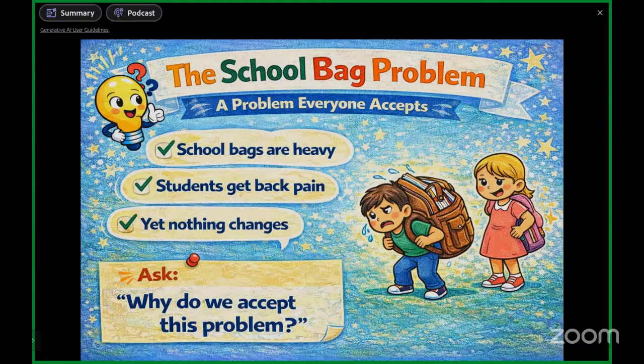Why are the bags heavy? Does anyone know why the bags are heavy? Have you ever asked why students are getting back pain? Why is everybody told to carry all the books? Why do we accept this problem?